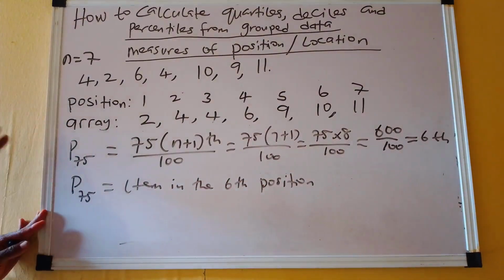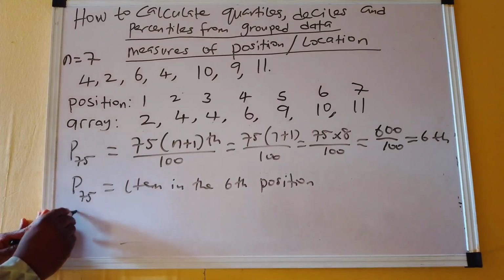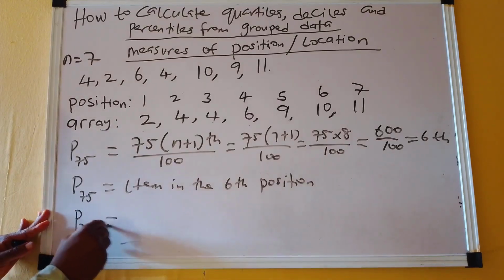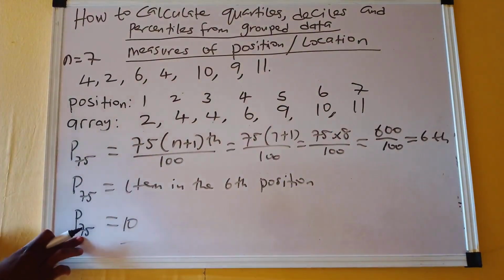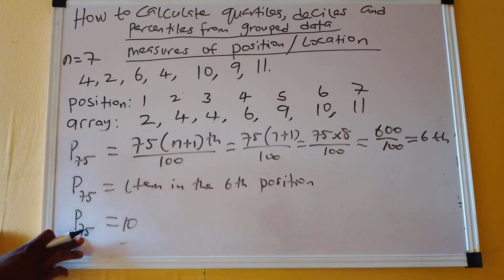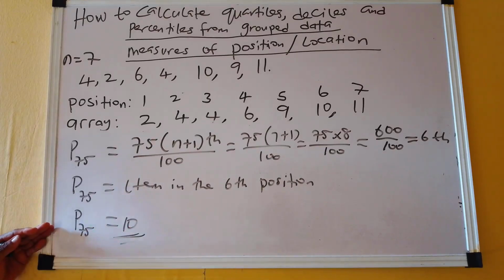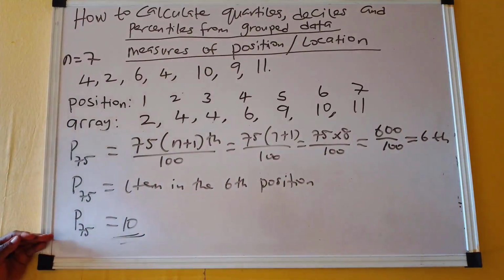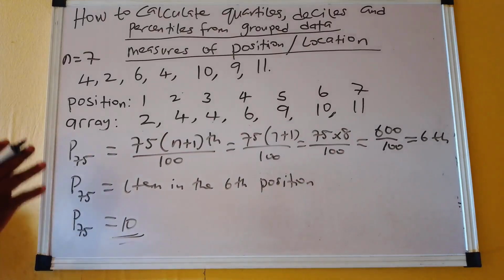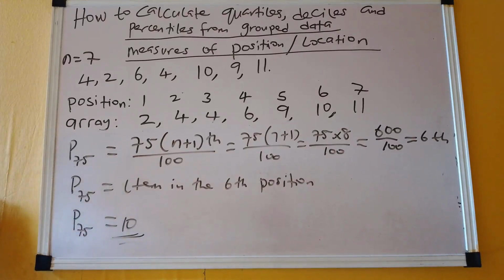So that's why we call it measures of position. So our P75 will be equal to the item in the 6th position, which is 10, and this is equal to the 3rd quartile, and it's also equal to D7.5, that is the 7.5 decile. So this is the 3rd quartile, 3/4 over 100, and that is what we got, 10. So this is how you calculate your percentiles.